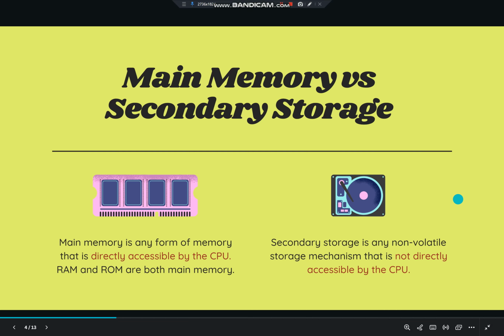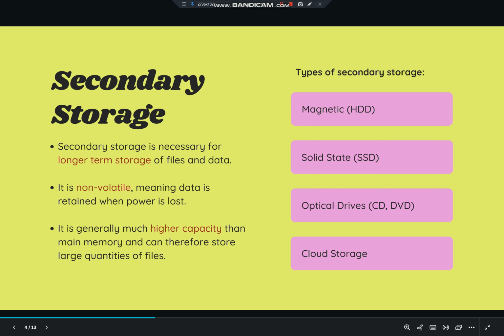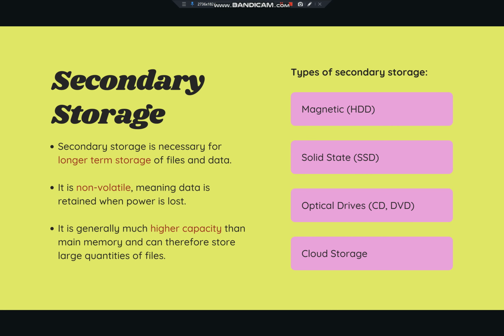Whenever we talk about the secondary storage devices, we need to know the three key terms. It is long-term storage, it is non-volatile, and it has higher capacity, which means primary memory can store less data. However, secondary storage devices can store more data. And these are the different types of it. We are going to understand each one of them one by one.